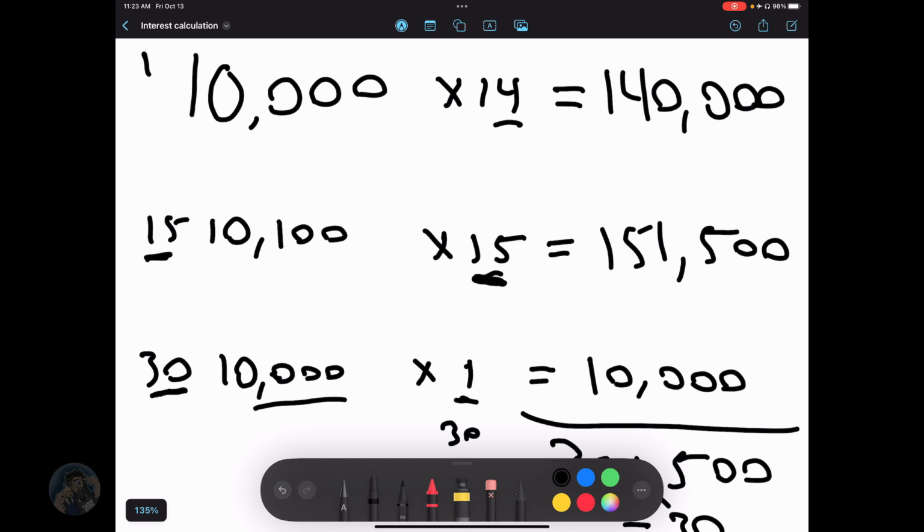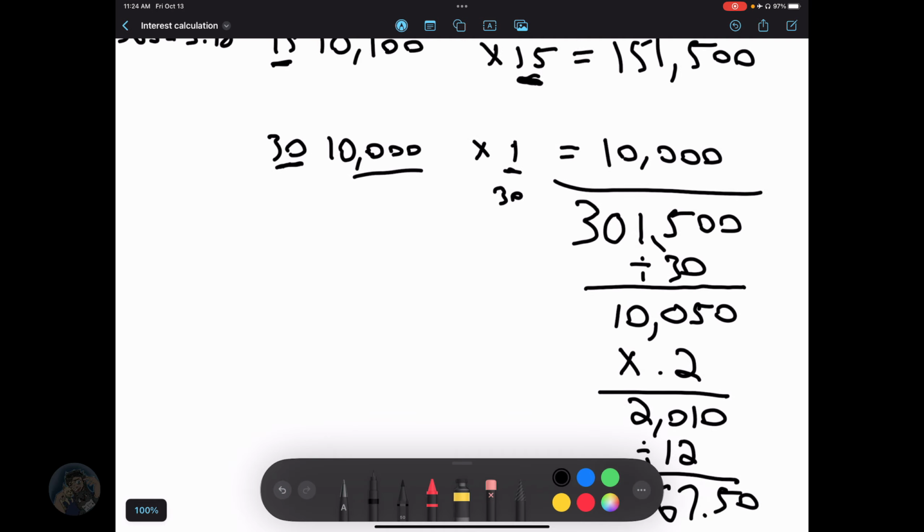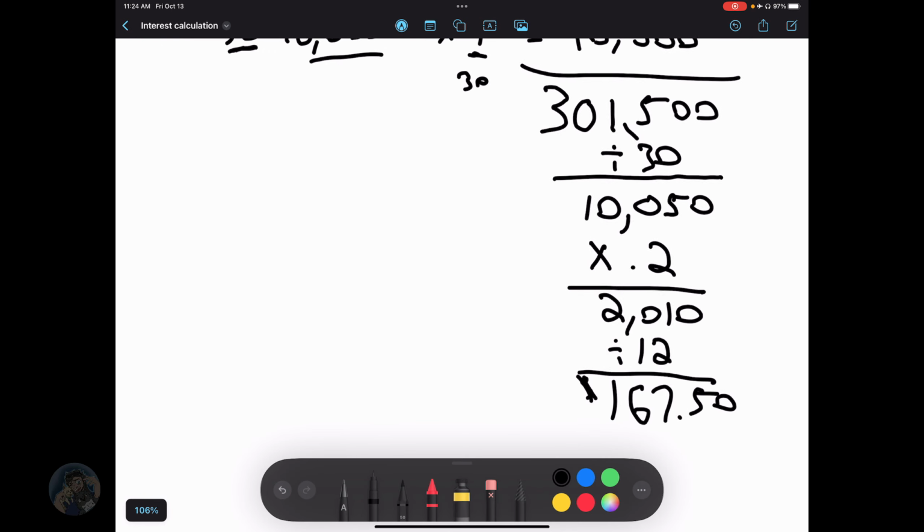And then the math goes as such to find out what your daily average is, and then they add the interest to it. You add up the three numbers at the top, 140,000, 151, and the 10,000. You should come up to 301,500. Divide by the number of days in the billing cycle, which was 30, and that gives you your daily average for that month.